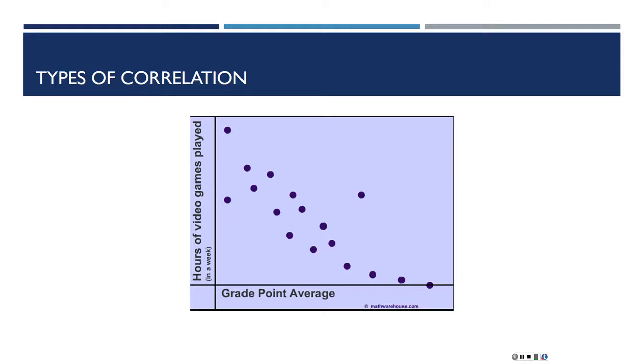Let's suppose the grade point average starts out that this is 0 and this is a 4.0. If we look at it that way, what is the relationship between the number of hours you play video games and your grade point average?